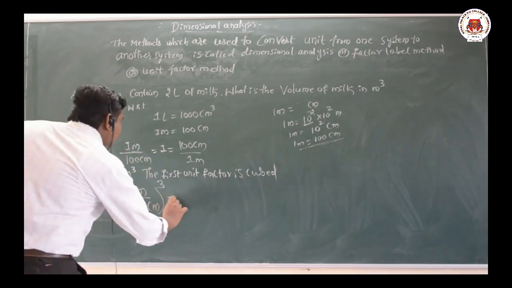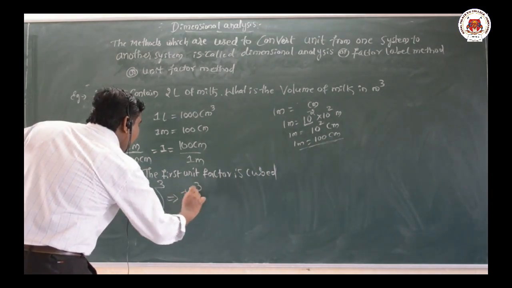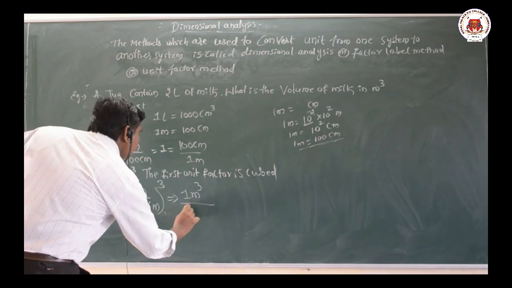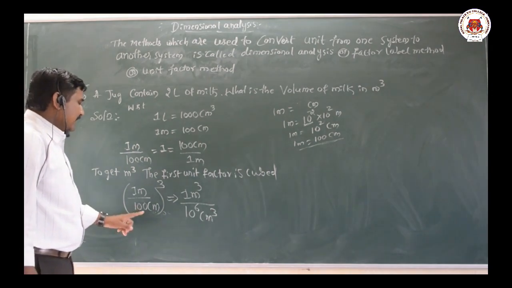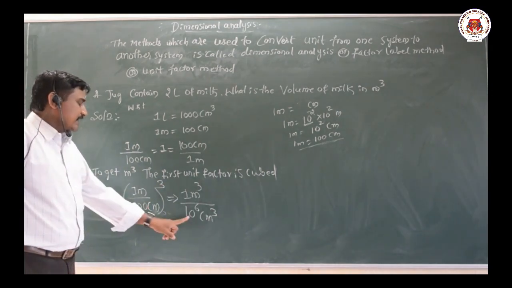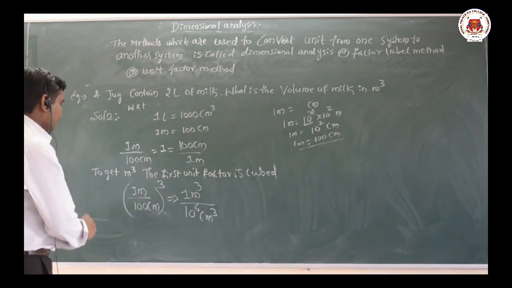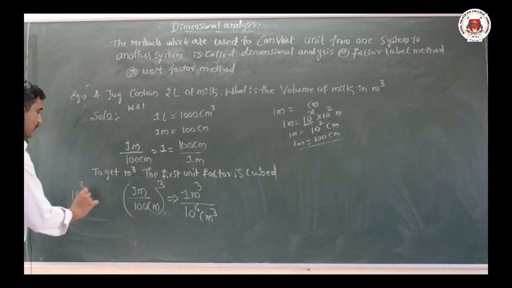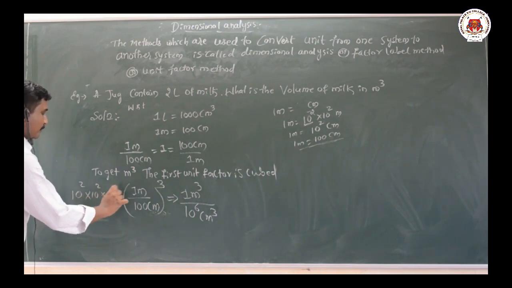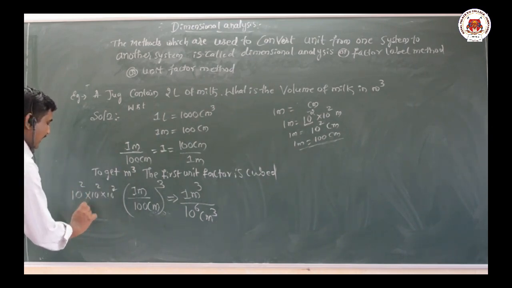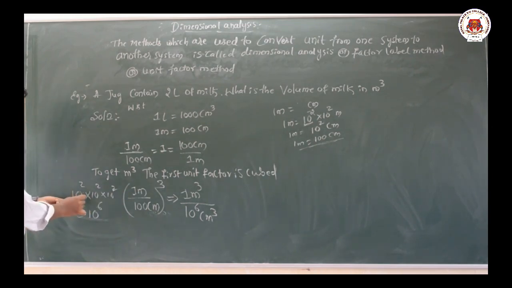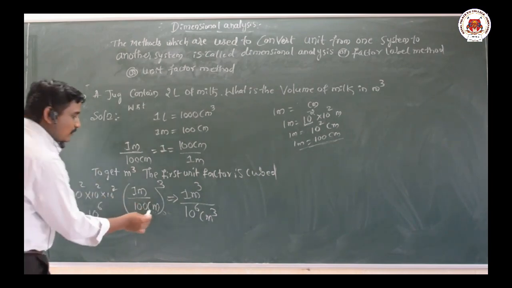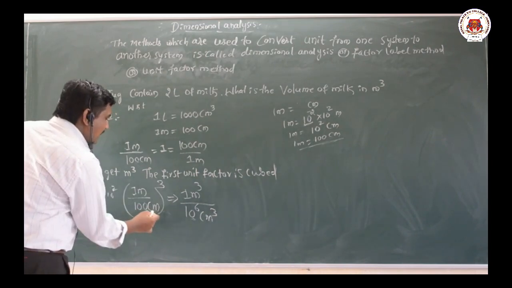So now that is equal to what here? 1 cubic meter divided by 10 to the power of 6 cm cube. Okay, 100 cube becomes 10 to the power of 6. So 100 is 10 to the power of 2. 10 to the power of 2 into 10 to the power of 2. When the base is the same, we have to add the powers, so it becomes 10 to the power of 6. So this is 100, this is 100, this is 100. 100 cube can be written as 10 to the power of 6, so I will write 10 to the power of 6 cm cube.